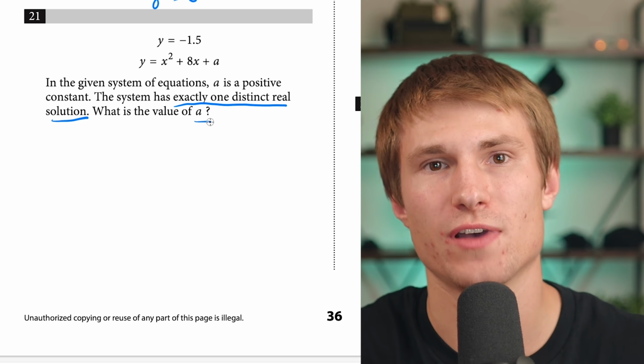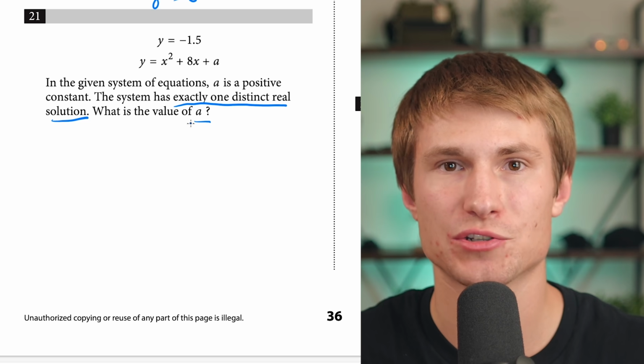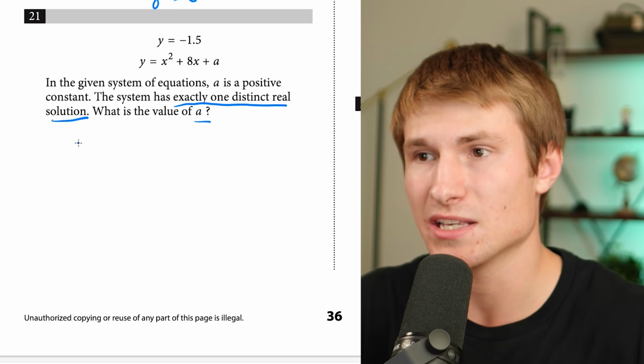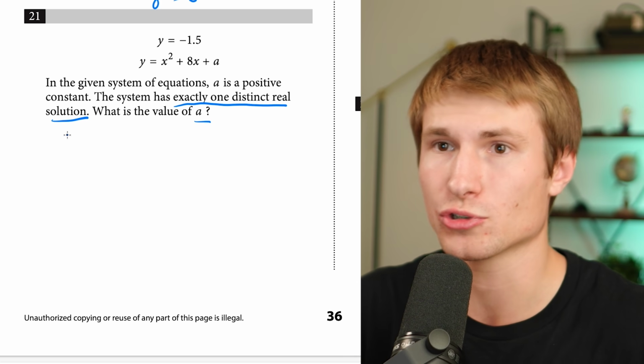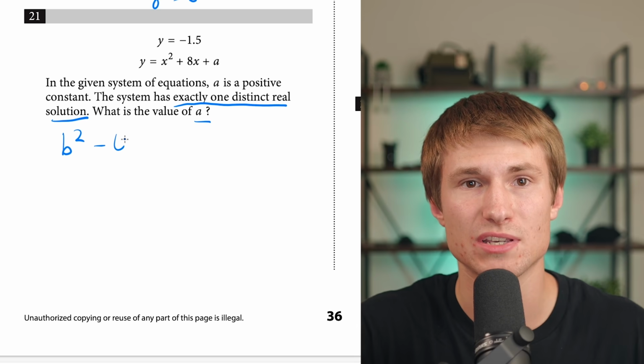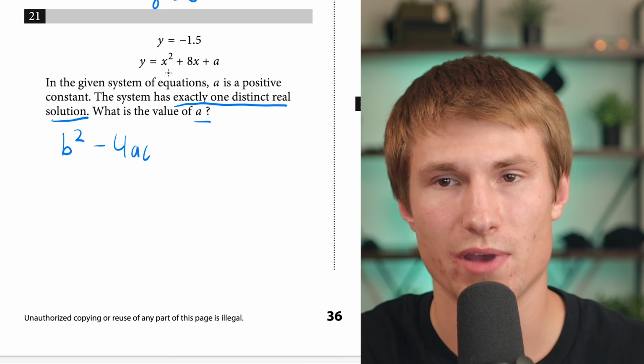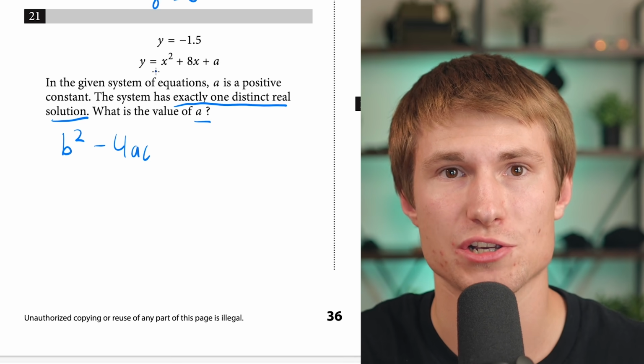What is the value of a? Whenever you have a question asking you about 2 real solutions, 1 real solution, no real solutions, or the number of real solutions, it's basically testing: do you know this crucial rule? And that rule is b squared minus 4ac. Now this works when you have a quadratic equation that is set equal to 0.